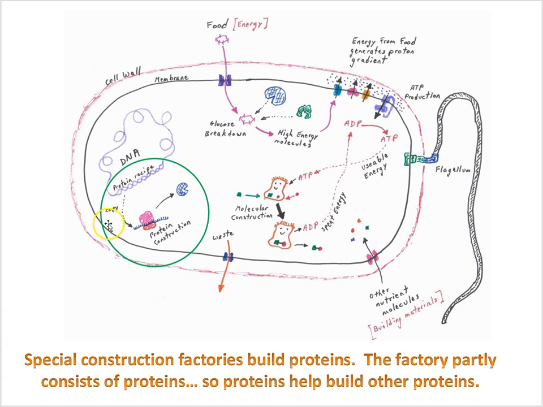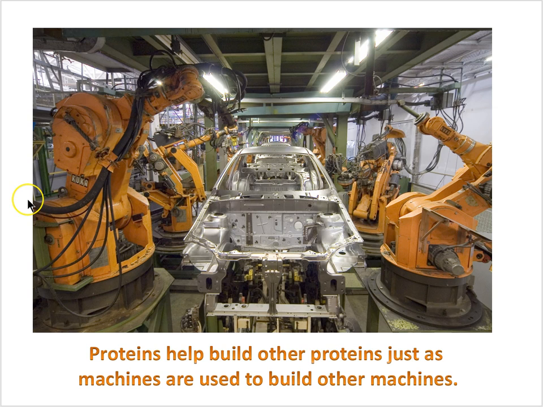In the cell, in this scene here, we see the construction of a protein. Special construction factories, they're called ribosomes, are responsible for building the cell's proteins. So all the proteins that are carrying out the chemistry of life have to be built by the cell. In fact, the factory, the ribosomes, partly consists of proteins themselves. So it's proteins helping to build other proteins. Now, proteins help build other proteins just as machines are used to build other machines.